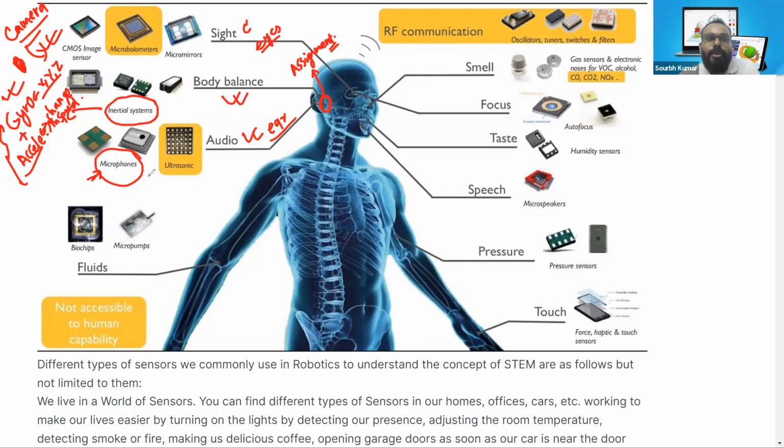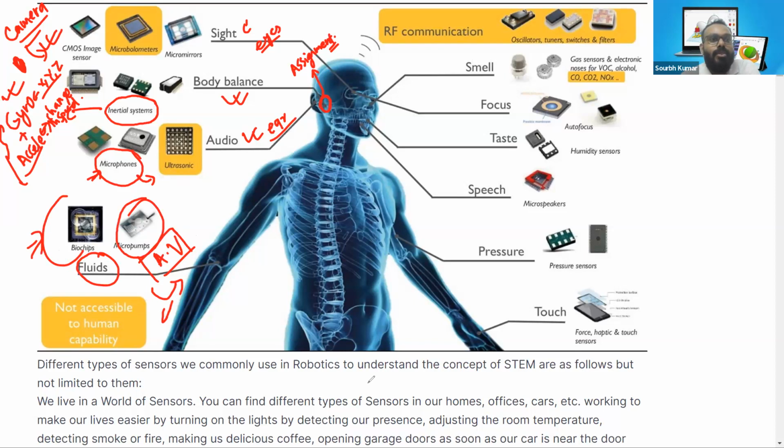So there are two types of microphones, which I will discuss in detail in a further chapter. What we have next is the fluid. We have arteries and veins in our body to pump the fluid in both directions, to and fro, right? So in robotics we have micro pumps or biochips to replicate the same motion.